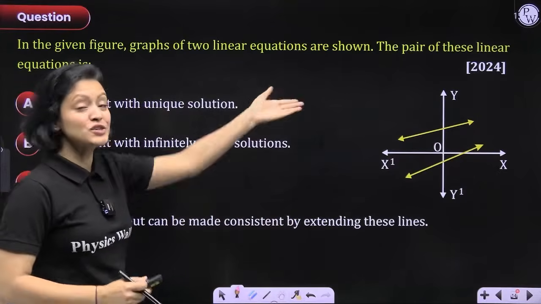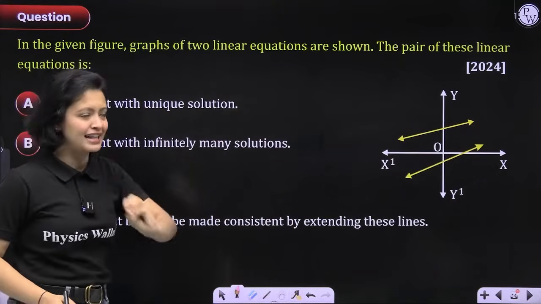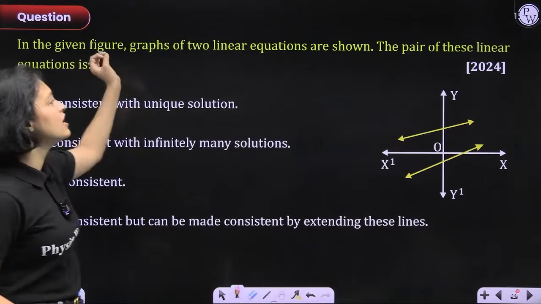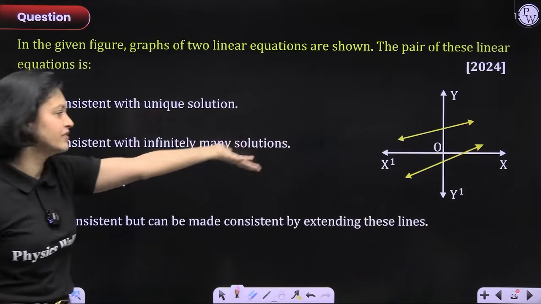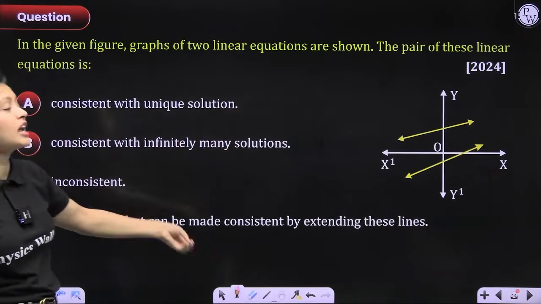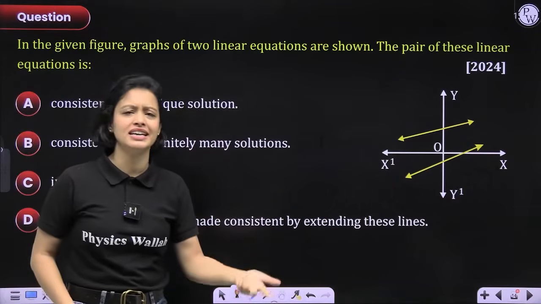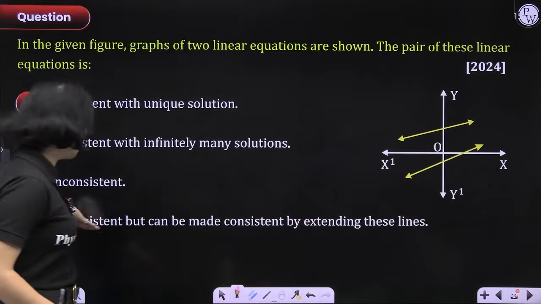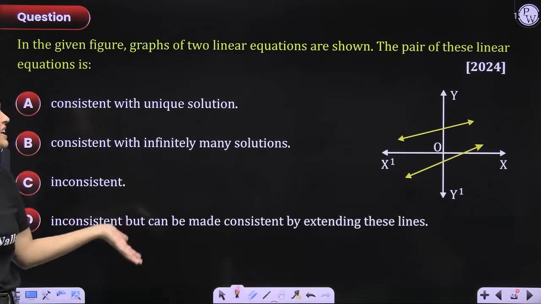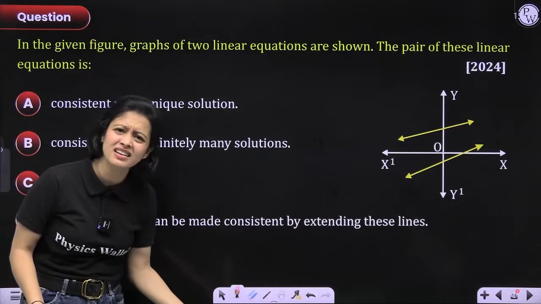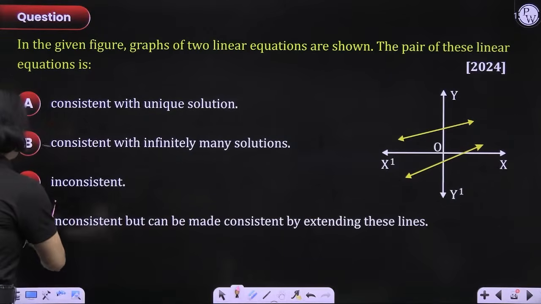Okay, so a 2024 question, guys, and a very easy one at that. The question is, in the given figure, graphs of two linear equations in two variables are given. You can clearly see that. You have to figure out whether the system is consistent with a unique solution, infinite solutions, or is it inconsistent. And the final option is inconsistent but can be made consistent by extending these lines. See, this is clearly incorrect.